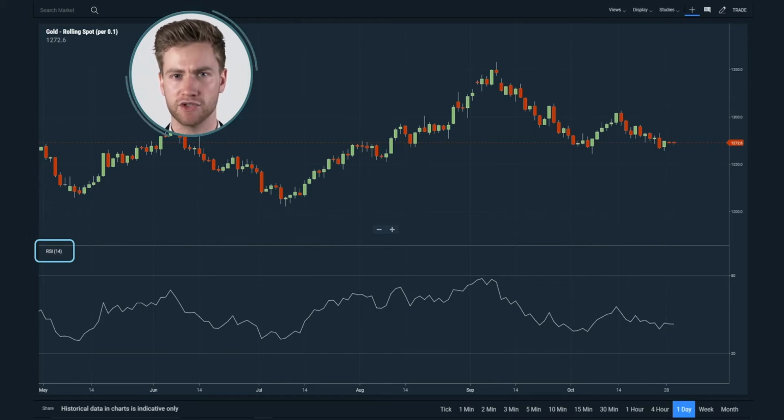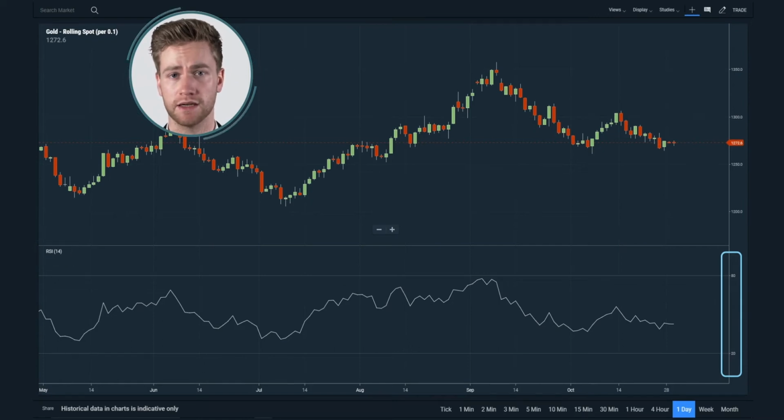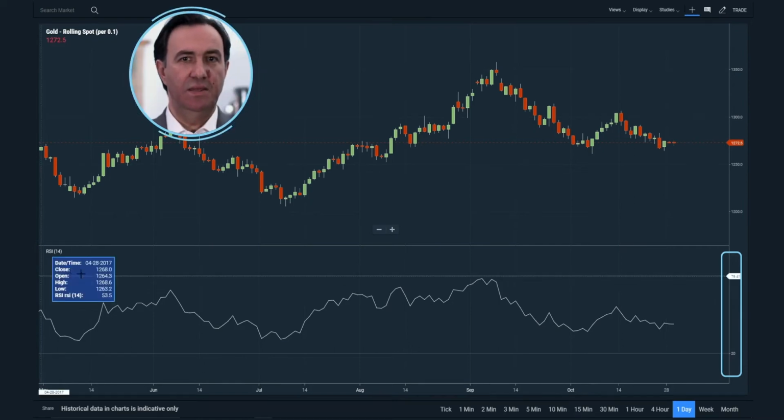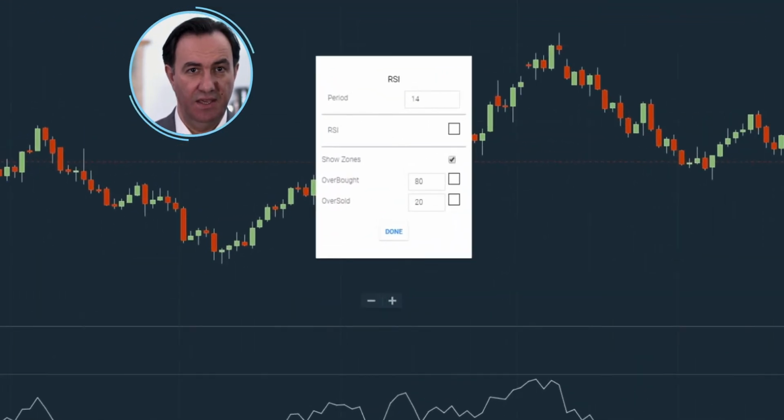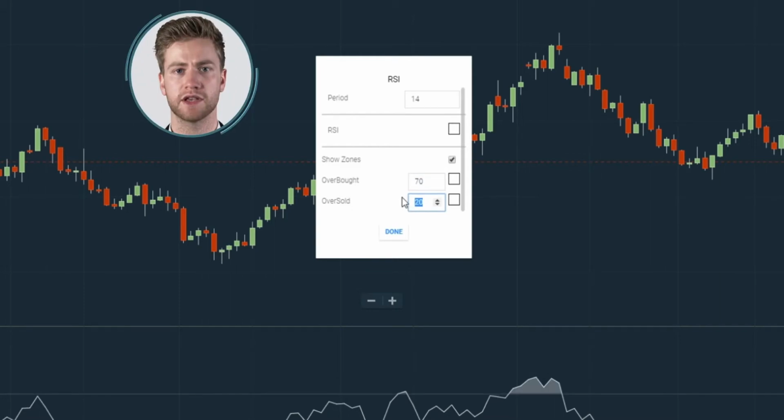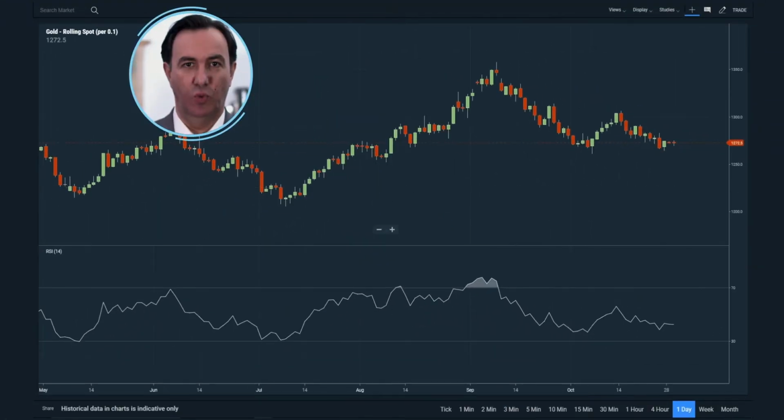Are these 80 and 20 the overbought and oversold zones, like the stochastics indicator? They are. Let's set them to 70 and 30. These are the levels Wilder recommended. Okay, so these are changed. Excellent. Well done.